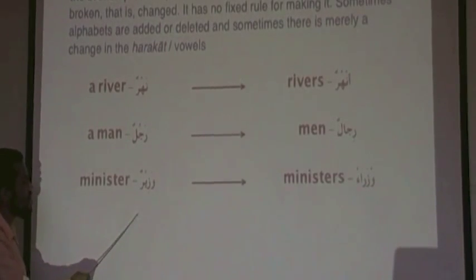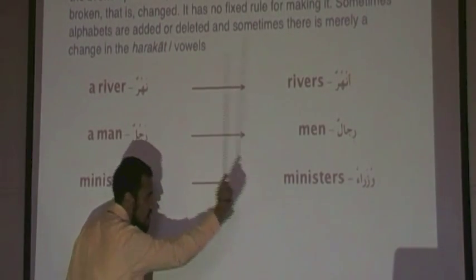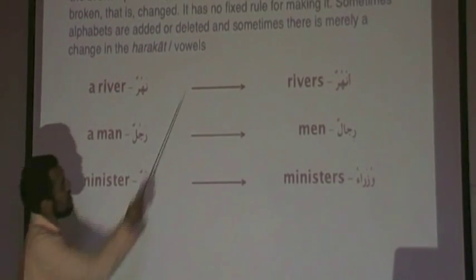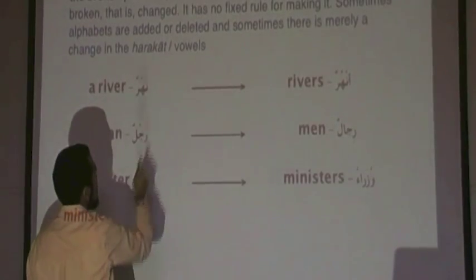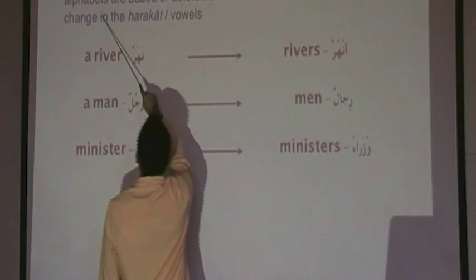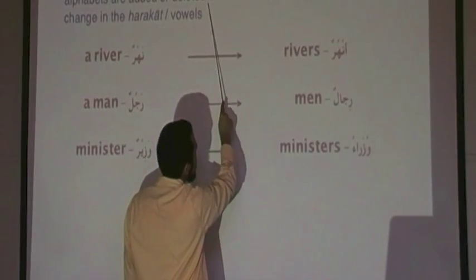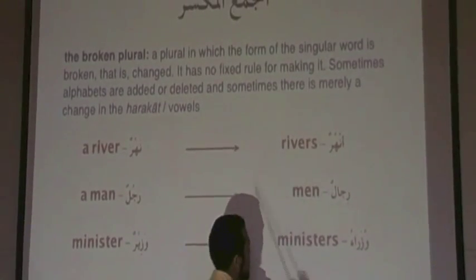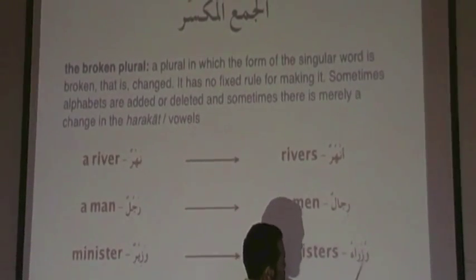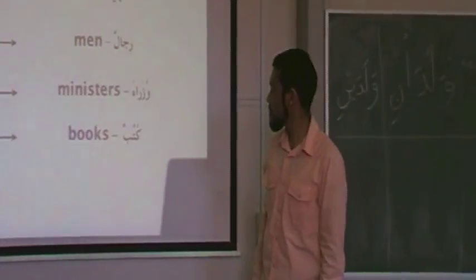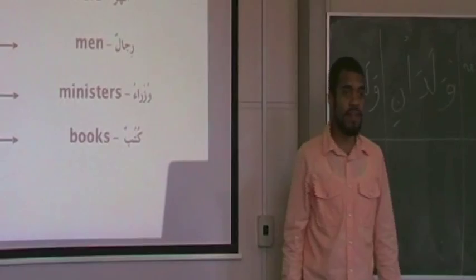Then we have wazirun, the plural is wuzara. Okay. I think that's it. So the broken plural, the form of the singular is broken. That is, it's changed. It has no fixed rule for making it. Sometimes alphabets are added, sometimes they are deleted. That alphabets means letters, and sometimes there is merely a change in the harakah. So here we have anhur, rijalun, wuzara, and khashabun, khushubun. We've seen also. So this you have to learn. These words you have to learn.